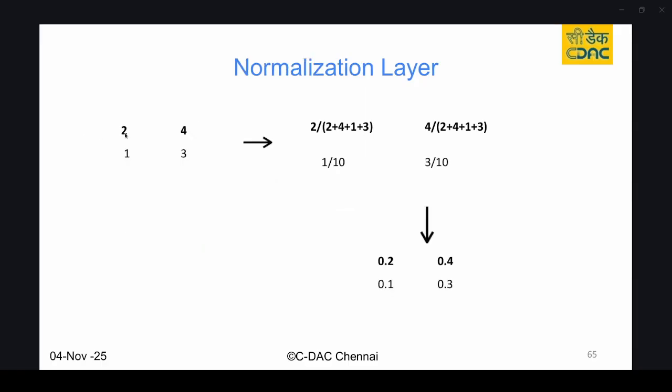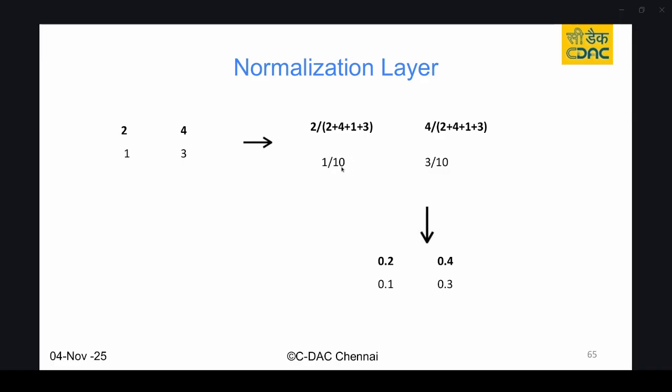In the normalization operation, I take one number as the numerator of a 2x2 matrix and divide it by the sum of all the numbers, 2 plus 4 plus 1 plus 3. So 2 by 2 plus 4 plus 1 plus 3, 4 by 2 plus 4 plus 1 plus 3, 1 by 2 plus 4 plus 1 plus 3, which is actually 10.